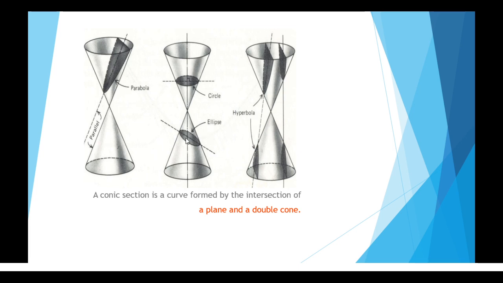So 4 different sections: parabola, circle, hyperbola and ellipse. All these 4 sections are nothing but different sections formed by a plane and a double cone. I am just interchanging the positions of the plane with respect to the cone, and I am getting 4 different sections. Okay.